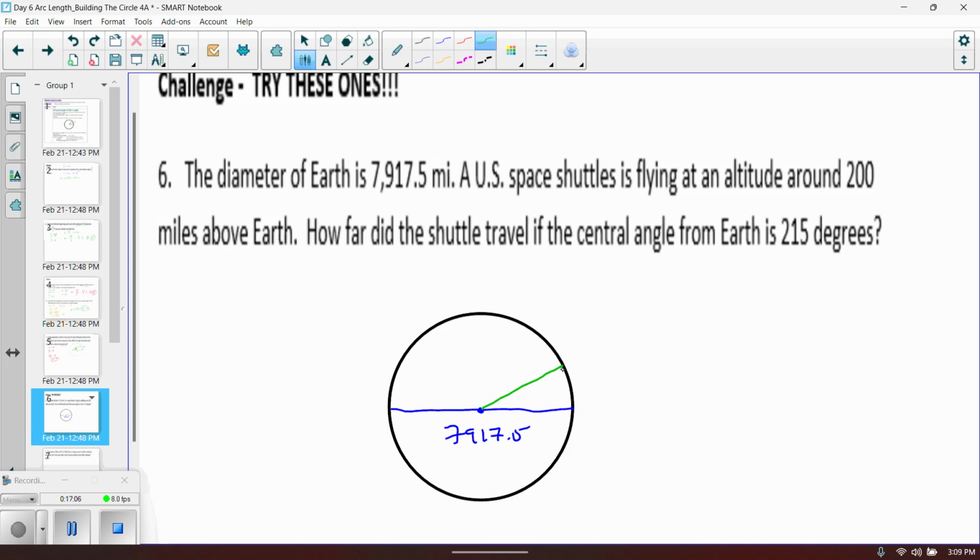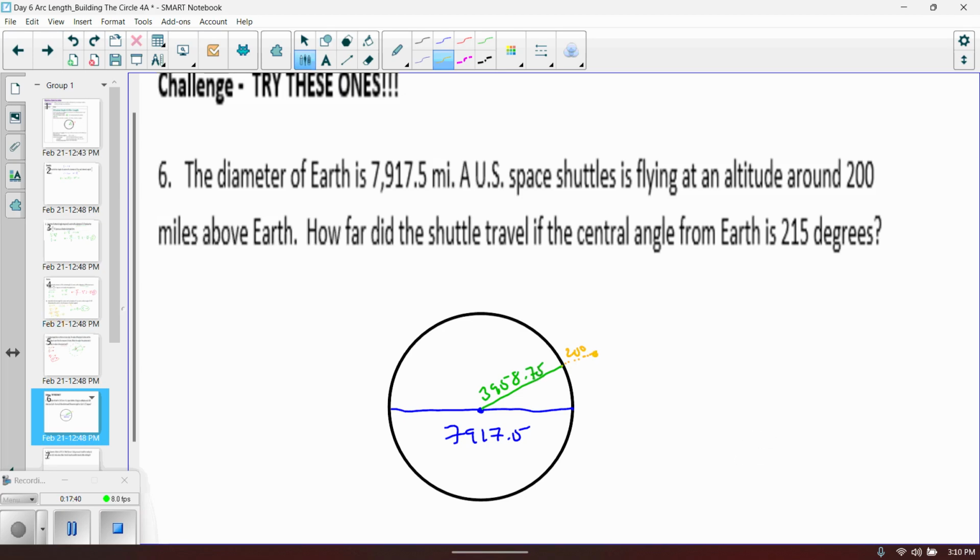You will have to divide 7,917.5 divided by 2. I've already done that, and we get 3,958.75. So that's the radius of the Earth. But it says that the shuttle is flying around the Earth at an altitude of 200 miles. So there's another 200 miles out here that the space shuttle is flying.